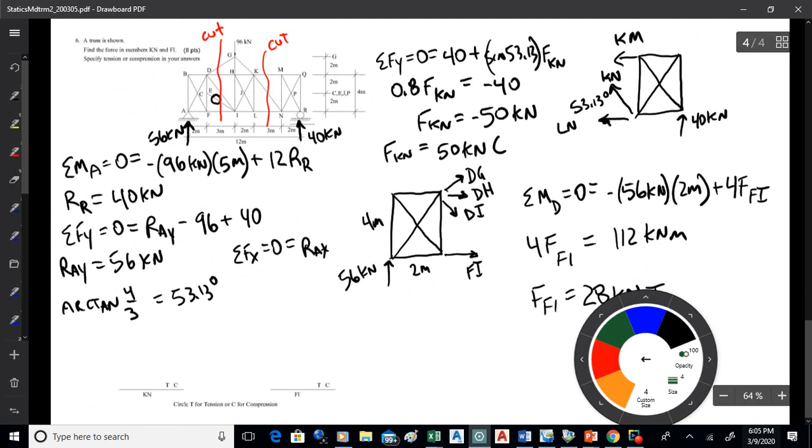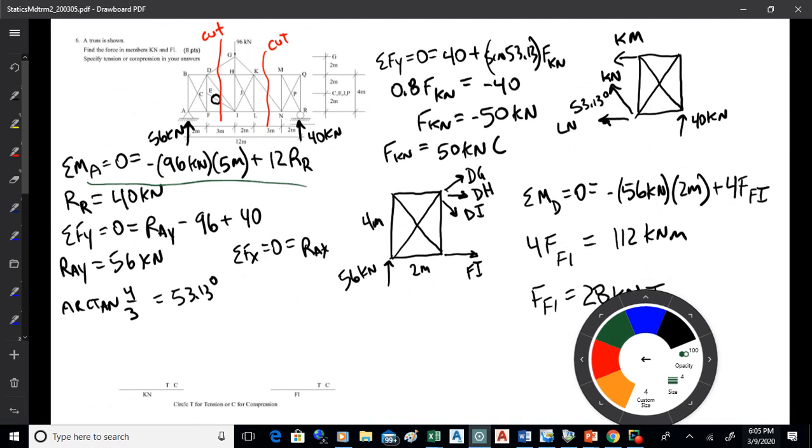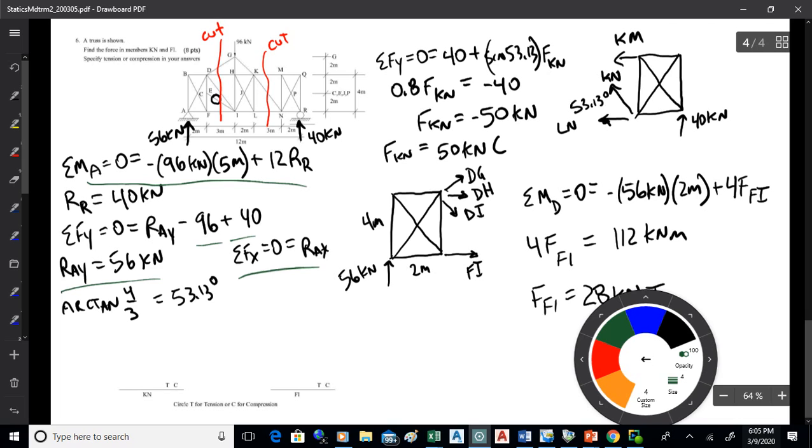Okay, the last one, we've got a method of sections problem with a truss. Find the reactions. R sub R is 40. You get that by taking a moment about A. You got 96 times 5 meters clockwise negative plus 12 times RR. RR is 40. Sum of FY, REY up, 96 down, 40 up. REY is 56. Sum of FX is 0, that's REX.